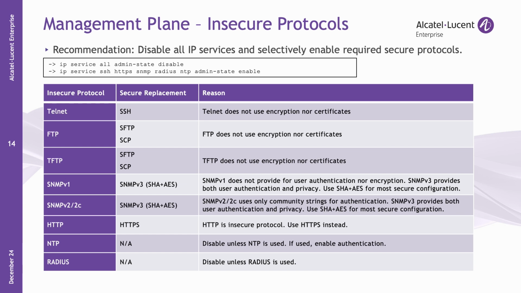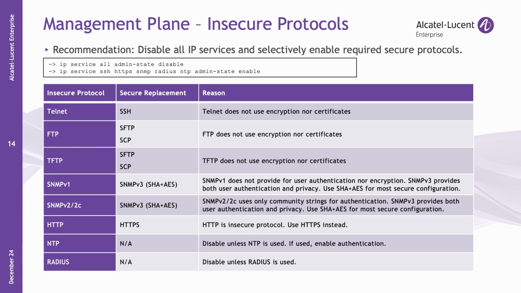Insecure protocols are provided by us to support legacy systems. They are not recommended. Secure protocols are available which provide the same type of functionality. All services which are not used should be disabled to reduce exposure. You can use the commands shown in the text box to disable all IP services, and you can selectively enable the required secure services.